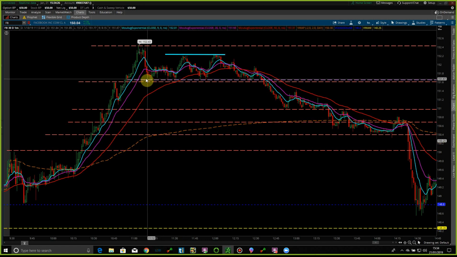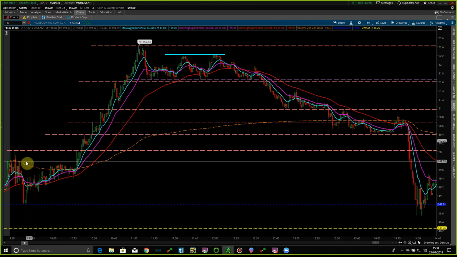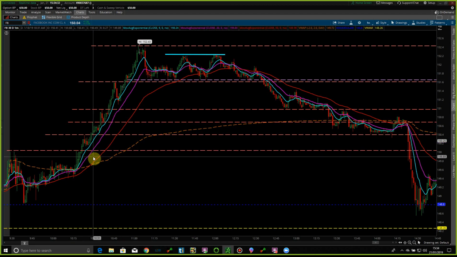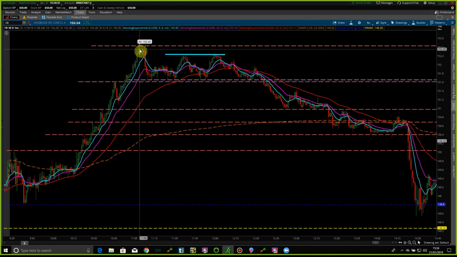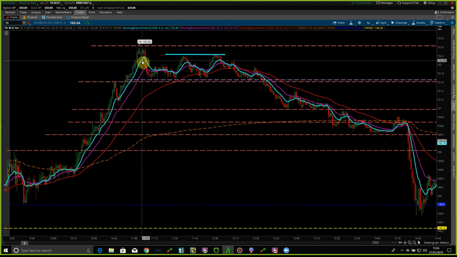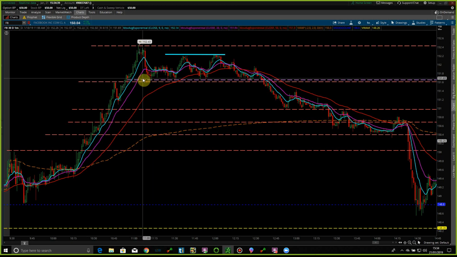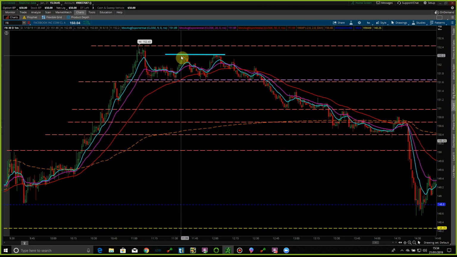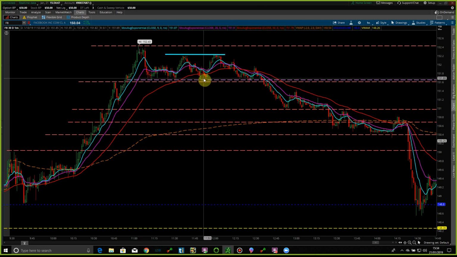Okay, pull back. We mark our pullback level up. Now let's see if it works. Our high of day pushes, pulls back to this purple line we've marked up, and you can see how we start to interact with this purple line. We push up, we pull back, we interact with the purple line, we push up.